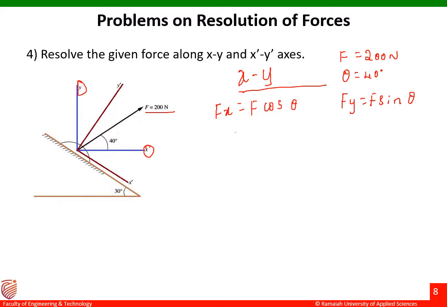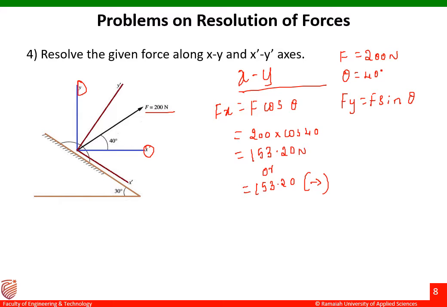So let me write the equation for Fx. It is 200 into cos 40 degree. You'll get the answer as 153.20 Newton. You can see the force is falling in first quadrant. That means my x component will be positive. I'll write the direction towards the right hand side. Okay, so this is my x component.